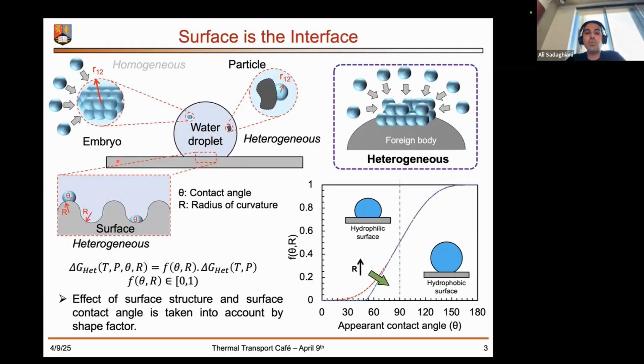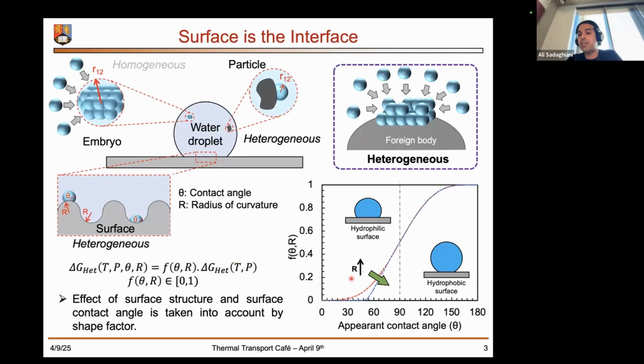Now, in practical applications, most of the time we have a surface that reduces the required energy for the formation of the nucleus in the medium. Here, the surface properties, specifically surface roughness and contact angle, account for the reduction in required energy for the inception or formation of the daughter phase in the medium. In the literature, a surface factor is defined to characterize this reduction, which is most of the time a function of the surface wettability and the roughness.